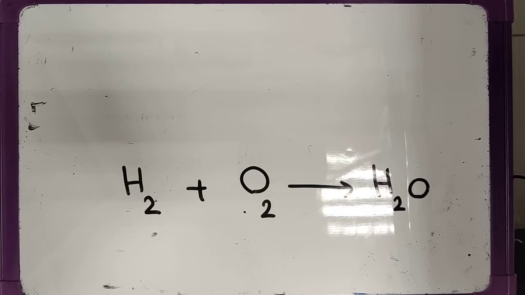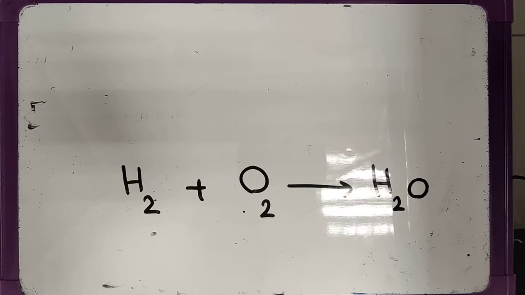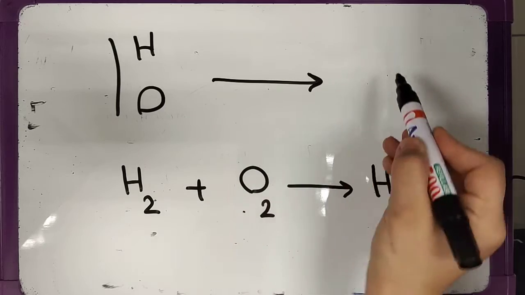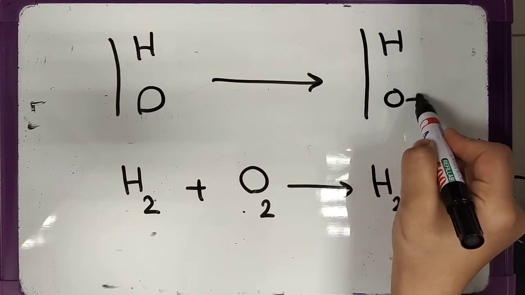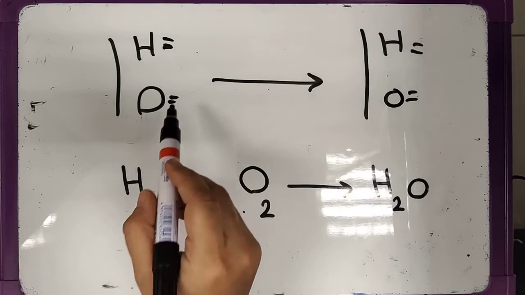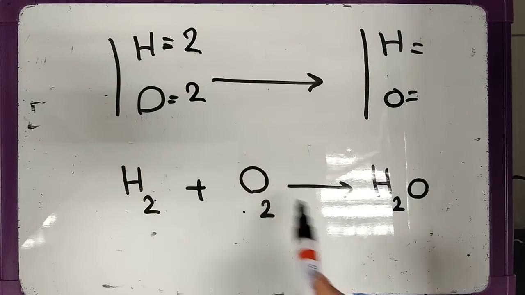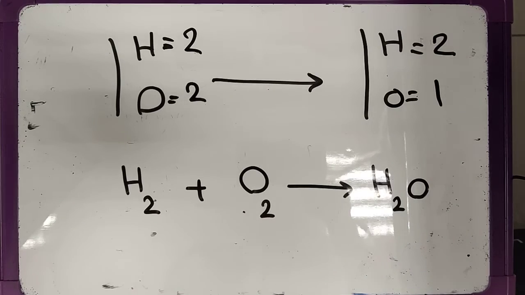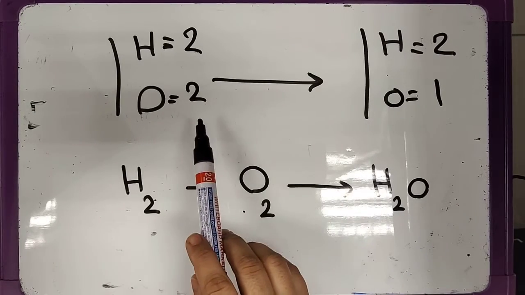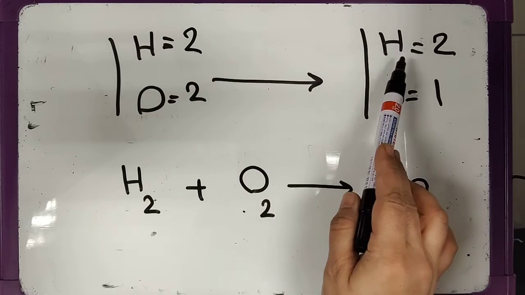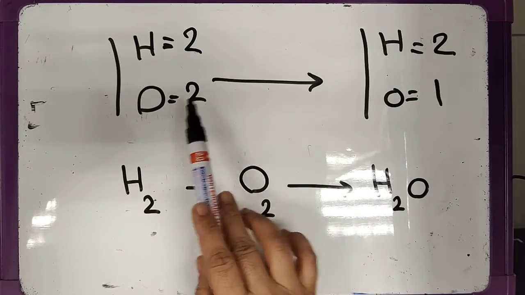At the next step, you have to count the number of atoms of each of the reactants and products. In order to do that, we write down how many hydrogen and oxygen atoms are on this side of the equation and how many we have on the other side. The number of hydrogen atoms on the left side is 2 and oxygen is 2, and on the right side there are 2 atoms of hydrogen and 1 atom of oxygen. As you can see, the equation is not balanced because on both sides the number of atoms should be equal. So hydrogen is balanced, but oxygen is not.